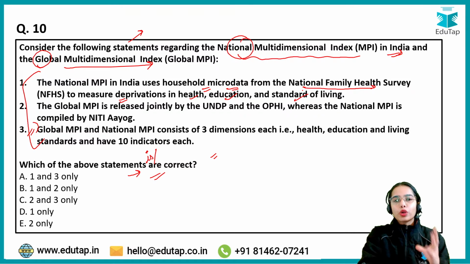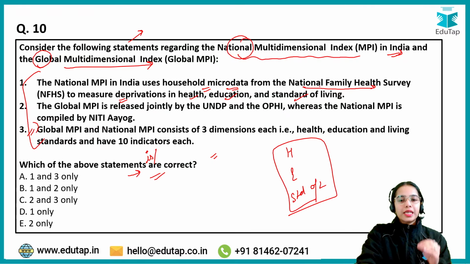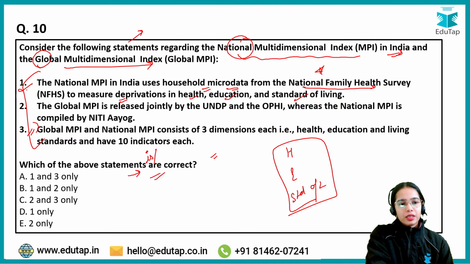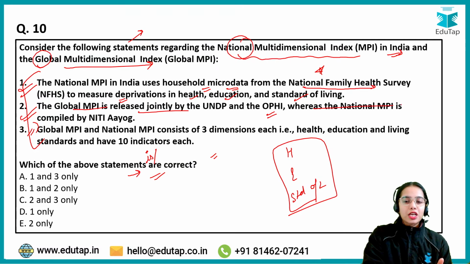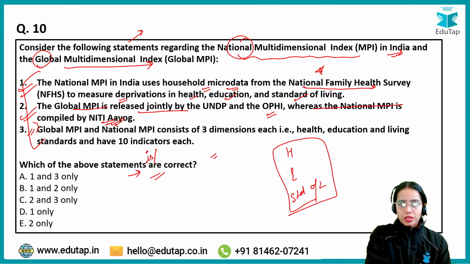So basically, if you want to see the Multidimensional Poverty Index, there are 3 dimensions: health, education, and standard of living. To collect the data regarding this, the National Family Health Survey data is used. Okay, so that is correct. The Global Multidimensional Poverty Index is released jointly by the UNDP and OPHI, whereas the National Multidimensional Poverty Index is released by NITI Aayog, that is National Institution for Transforming India. So this is also correct.